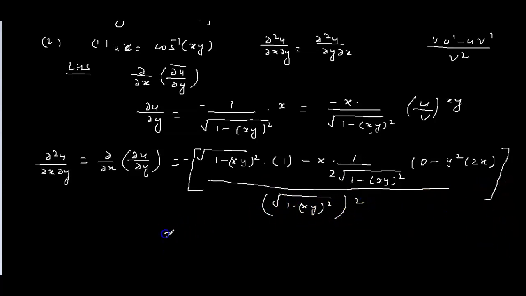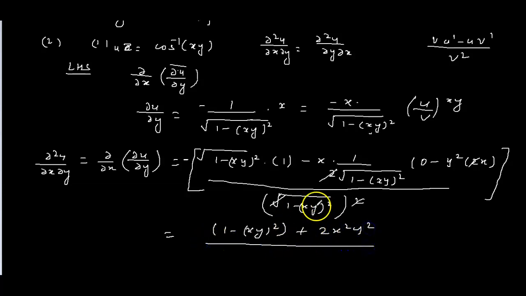So if you want to simplify, you can simplify here. We can take common here. This 2 and this 2 are cancelled here. So this square root and this square root will get cancelled. If you take the LCM here, we will get 1 minus xy whole square, minus, this minus minus becomes plus, 2 x square y square divided by, this is 1 and this is root. So 1 plus half is 3 by 2. So we get 1 minus xy to the power of 3 by 2. So this is the LHS side.